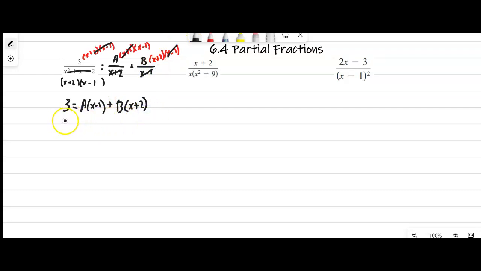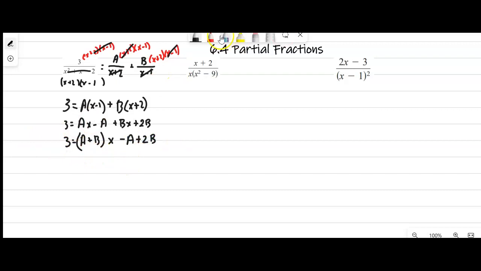Now, ultimately, here's what happens. We distribute the a, we get ax minus a. And then we distribute the b, we get bx plus 2b. We're going to combine the like terms ultimately. We have a plus b times x, and then we have minus a plus 2b.